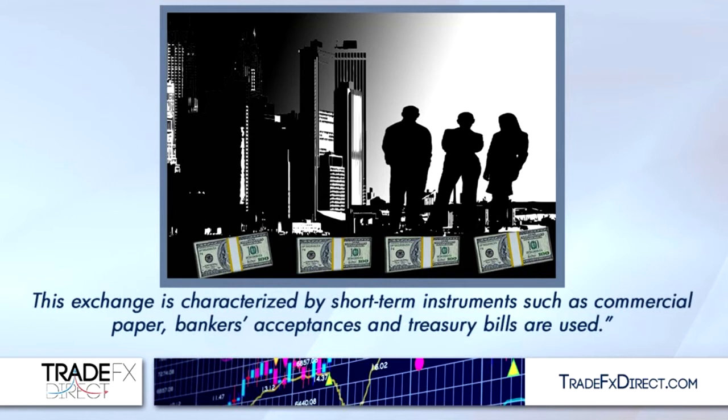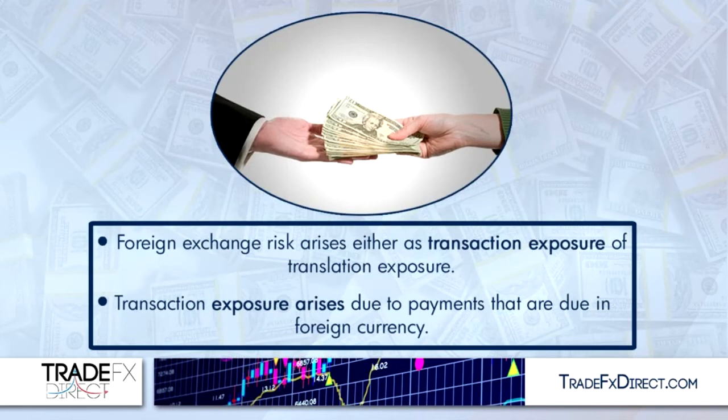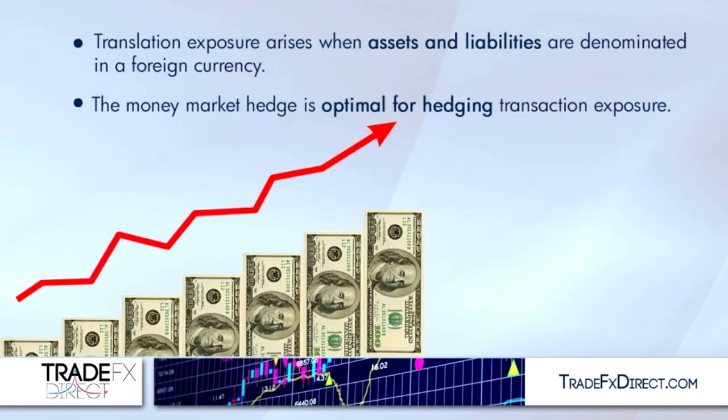In order to understand how the money market hedge works, it's important to understand foreign exchange risk. Foreign exchange risk arises either as a transaction exposure or translation exposure. Transaction exposure arises due to payments that are due in foreign currency. On the other hand, translation exposure arises when assets and liabilities are denominated in a foreign currency.